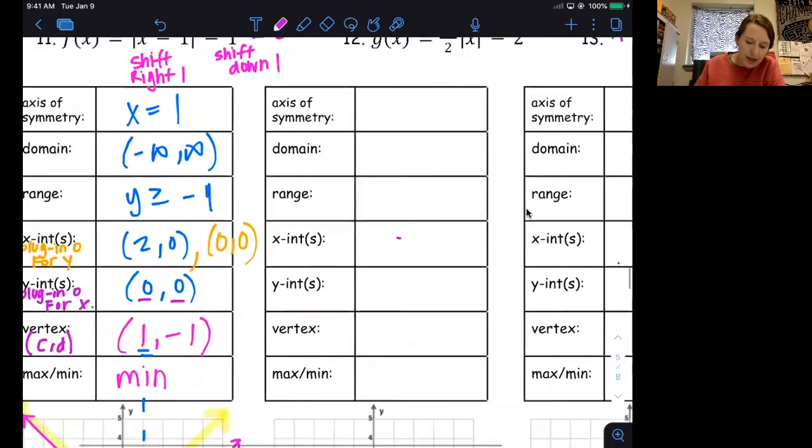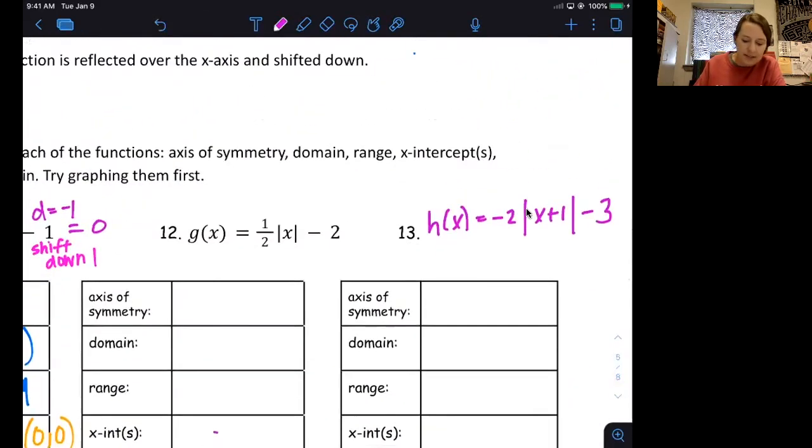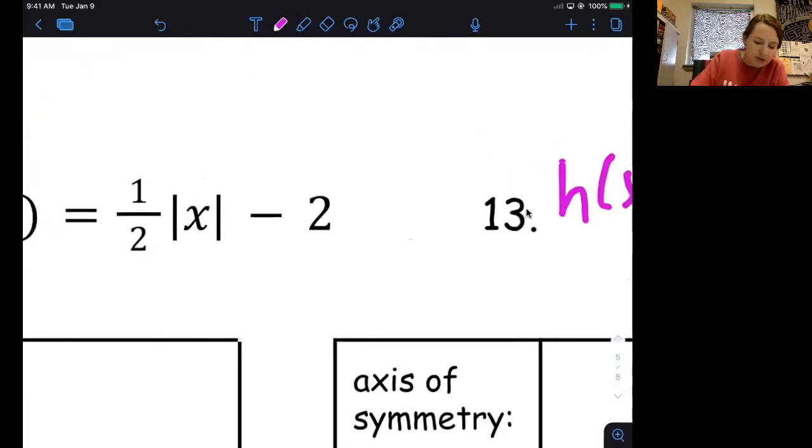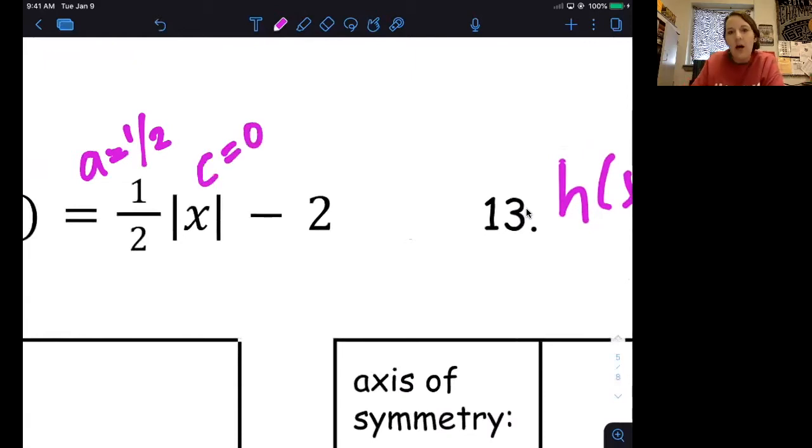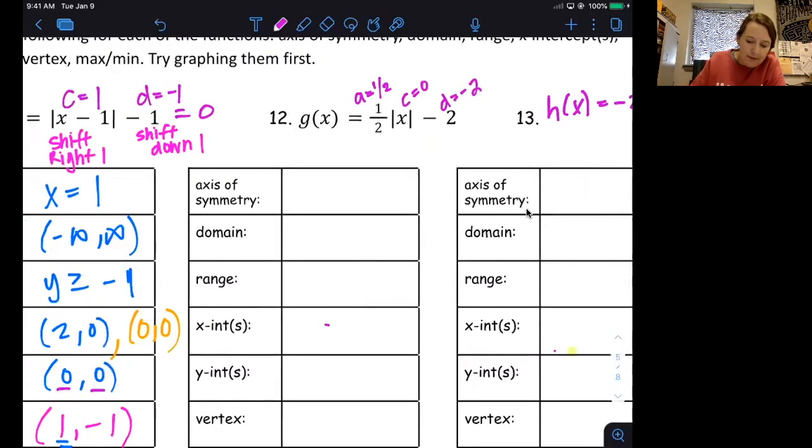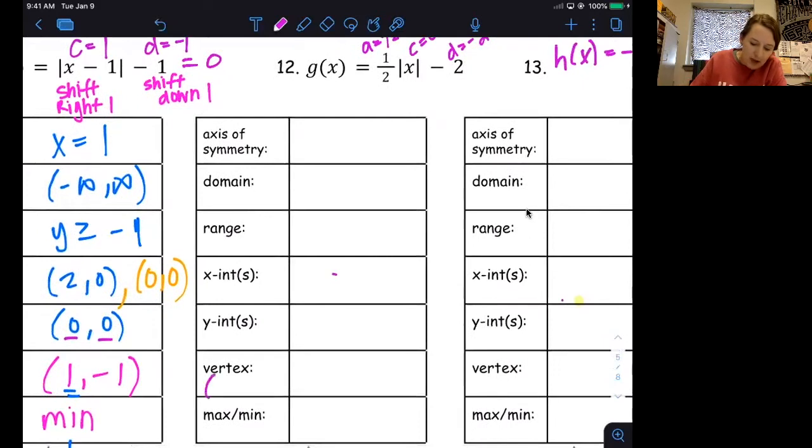Okay, so let's look at this next one. I've got g of x equals 1/2 times the absolute value of x minus 2. So I've got an a value of 1/2. I don't have a c value. So really I have +0 or -0 in here. So we could say our c value is 0. You'll see in just a second why I say that. And then our d value over here is -2. So if I'm writing my vertex, c comma d, my vertex is at 0, -2.